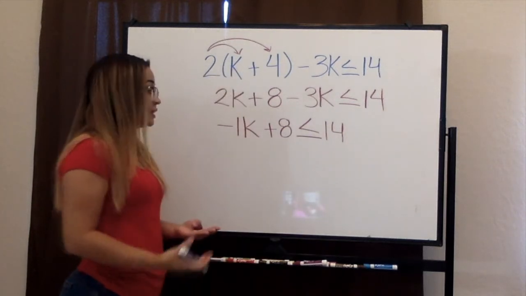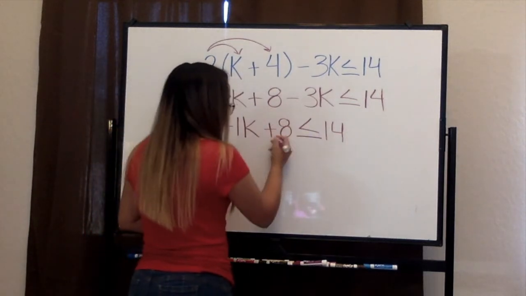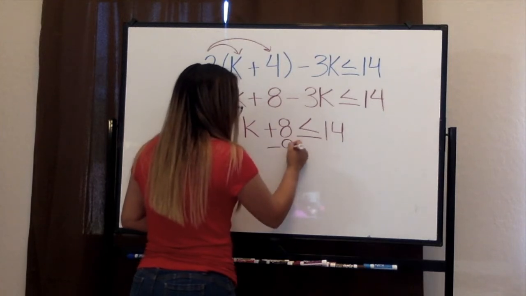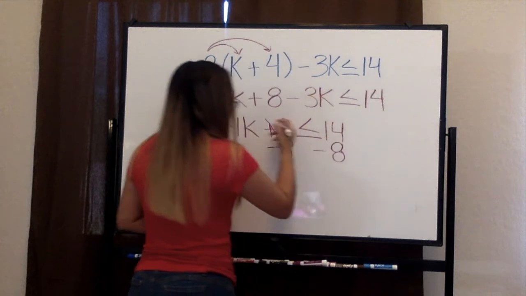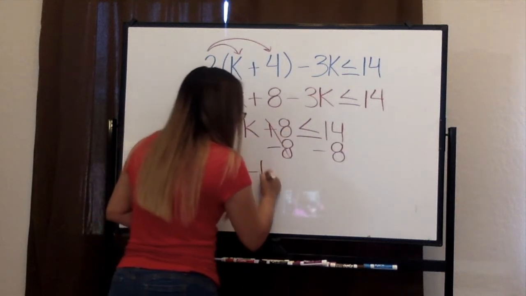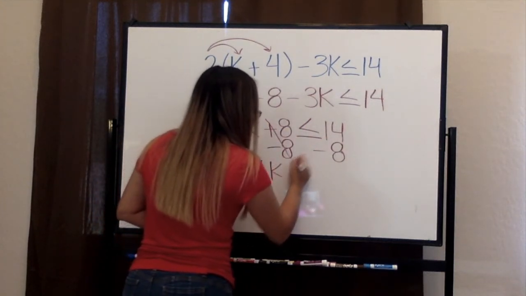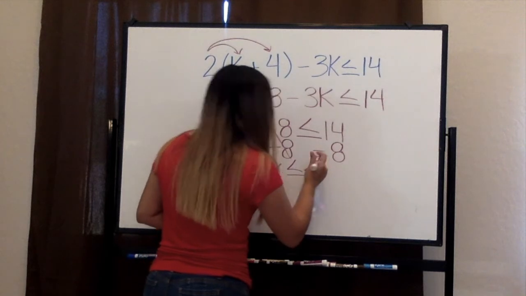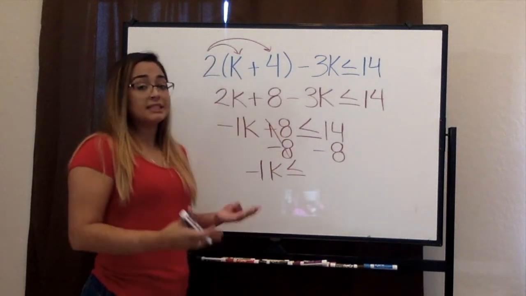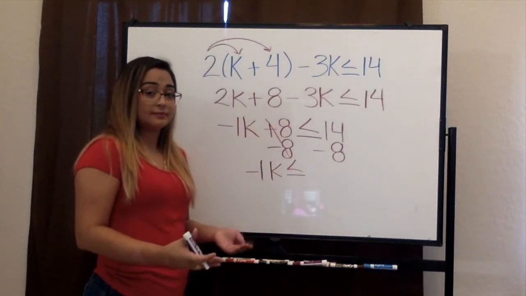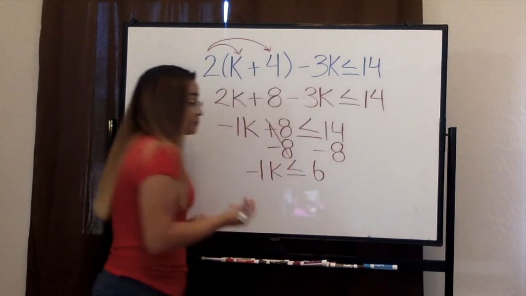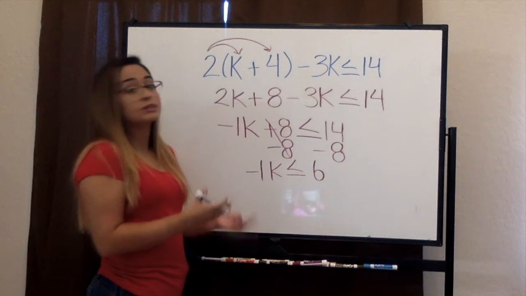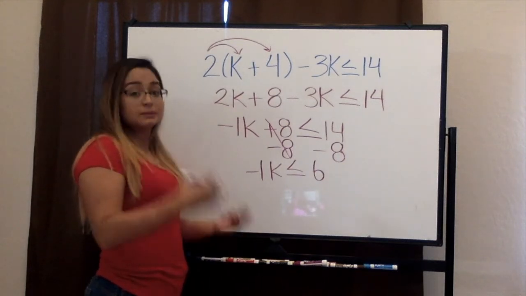Next step is to get rid of our 8, subtract it by both sides. We are left with negative 1k is less than or equal to, what's 14 minus 8? That is 6. It's a positive 6 because our 14, which is our bigger number, is positive.